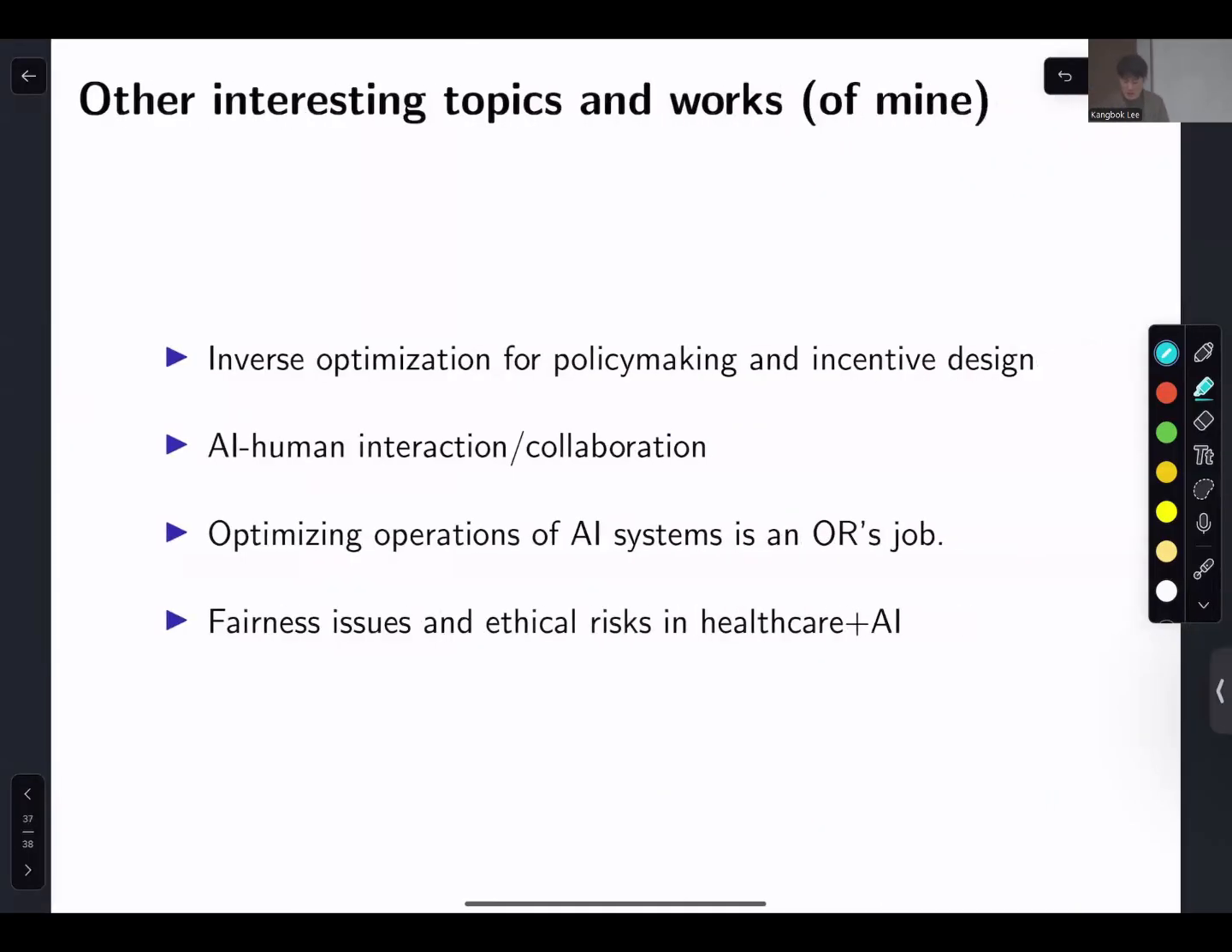Okay, so some other interesting topics and works of mine. Inverse optimization, I talked about it, and actually inverse optimization is my main area of research. I do a lot of theory of inverse optimization, but also applications. For example, if hospitals are rejecting too many patients of a certain specific class, I wonder why, right? Why are hospitals rejecting a very specific class of patients? And I try to understand their thinking, the rationale behind the behavior.